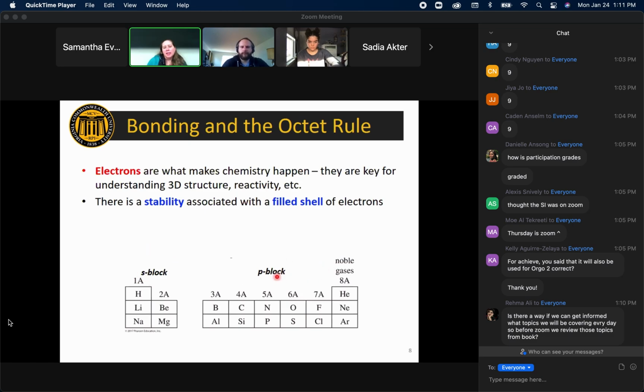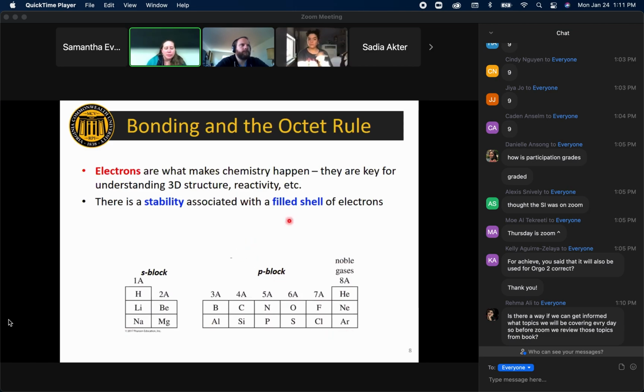So the S block and the P block together are where we're going to stay in organic chemistry. We're not really going to get outside of these two blocks. And you'll notice at the end of a row, you have the noble gases. These noble gases have 8 valence electrons.